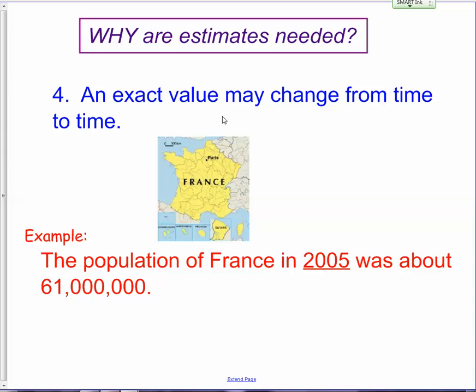An exact value is going to change from time to time. For example, the population in France in 2005 was about 61 million people, and that's definitely going to be different in 2014. I would guess that France has increased in its population. Some countries actually have decreasing population, but as many of you said in class, every day people move, people are born, people die, so the exact value is going to be changing from day to day.